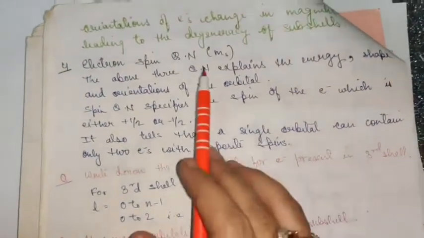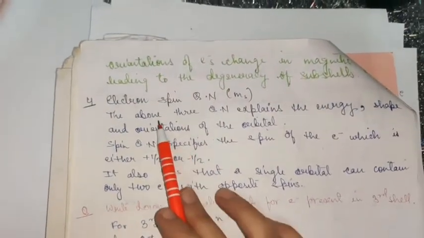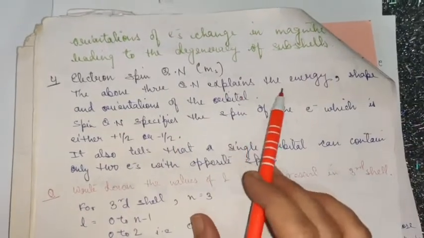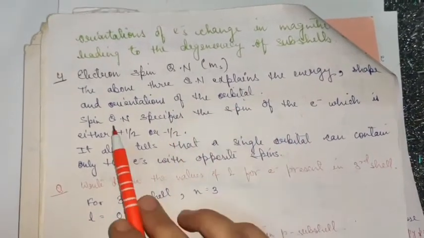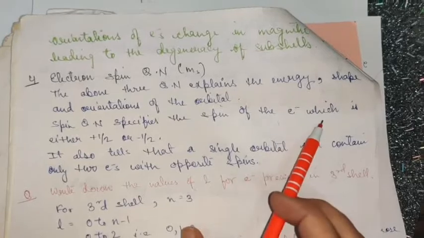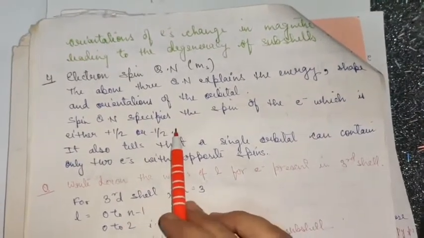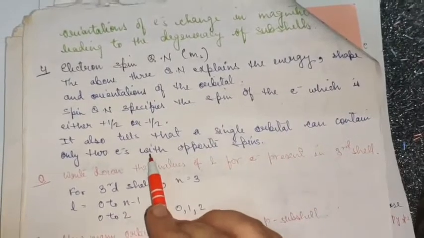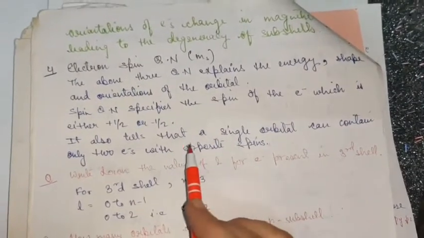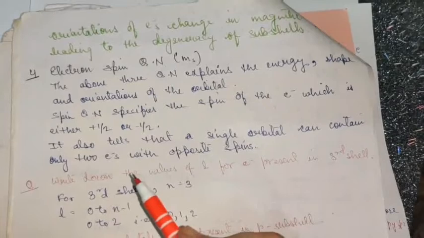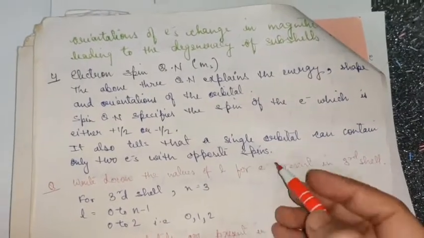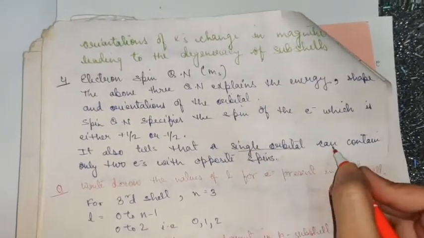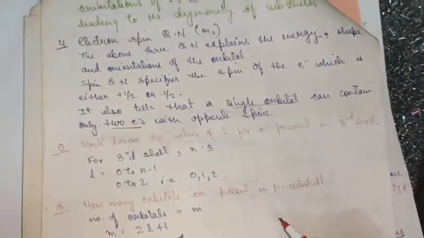Now the last one is the electron spin quantum number. The above three quantum numbers explain the energy, shape and orientations of the orbital. The spin quantum number specifies the spin of the electron, which is either plus half or minus half. It also tells that a single orbital can contain only 2 electrons with opposite spin. A single orbital cannot have more than 2 electrons. Very, very important.